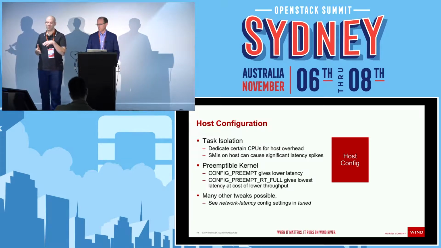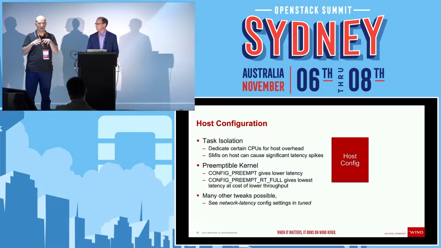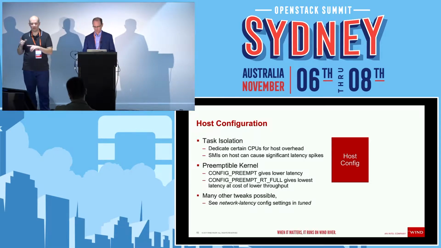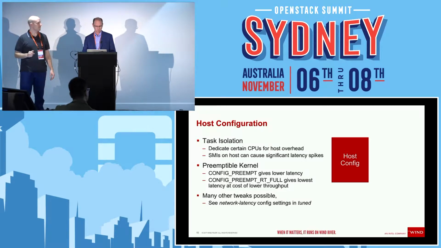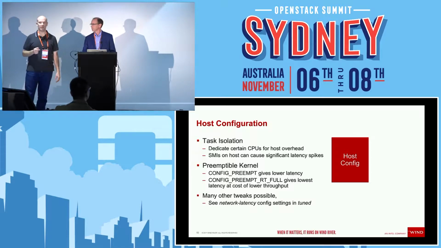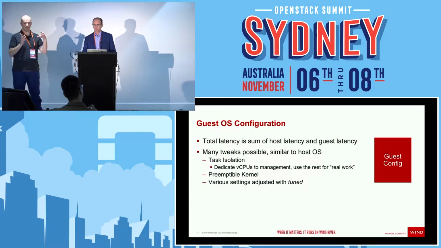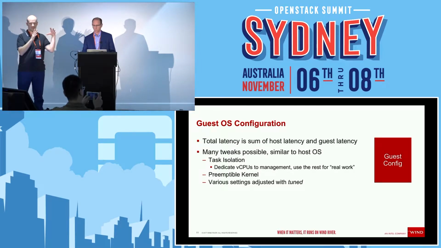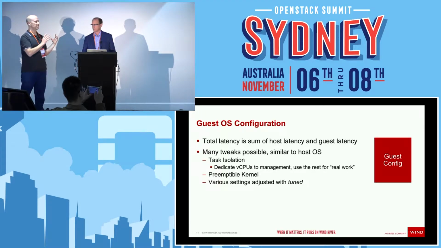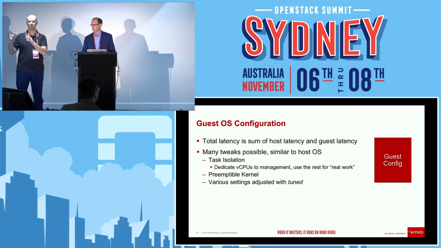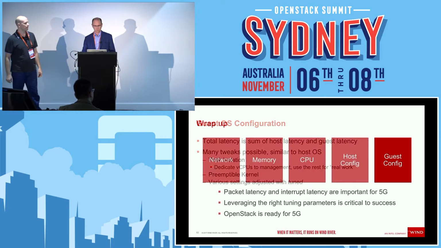On the host, you may wish to use the preemptible kernel. This will give lower latency if your task isolation is not perfect. Then finally, there are a bunch of other possible tweaks. Look at the network latency settings in TuneD. They'll give you an idea of all of the things that can be done. And finally, on the guest OS, this is also important because the overall latency is the sum of your host latency and the guest latency. So in short, essentially all of the same things that you can configure on the host also should be configured in the guest to minimize your overall latency.